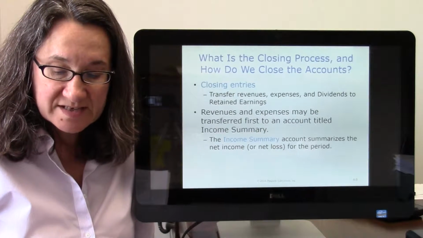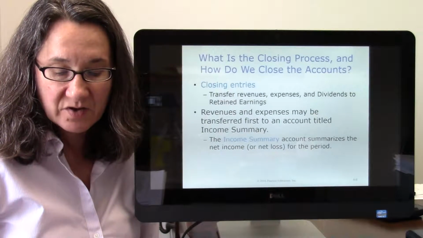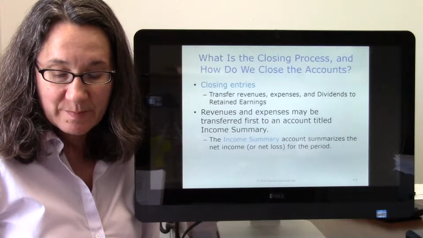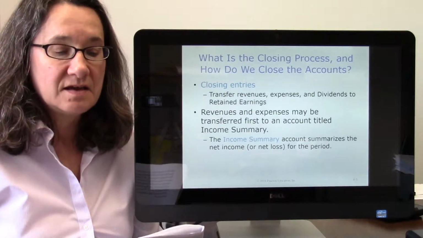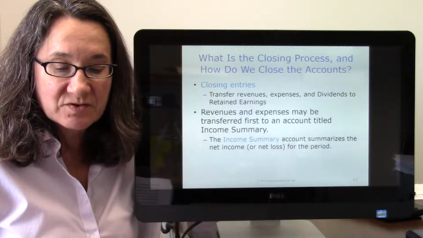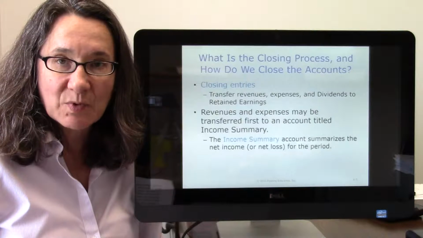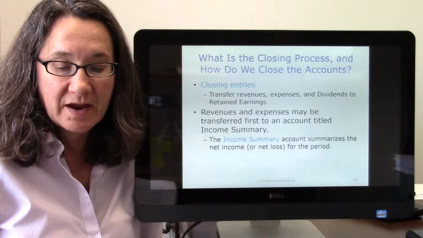This transfer to retained earnings also causes the retained earnings ledger account to now equal its balance as reported on the balance sheet. As an intermediate step, the revenues and the expenses may be transferred first to an account titled Income Summary, I-N-C-O-M-E, Summary, S-U-M-M-A-R-Y.